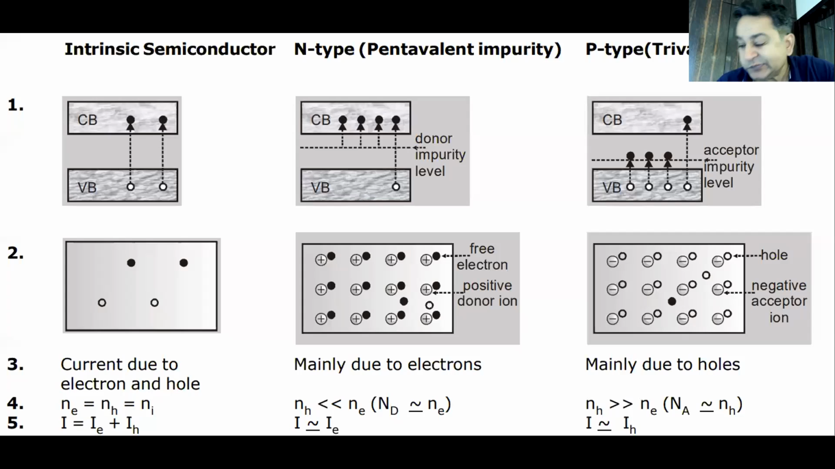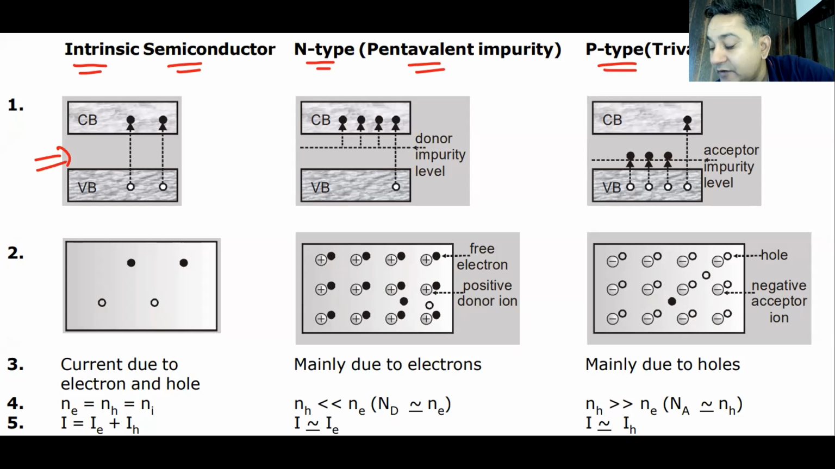All the three means the first is intrinsic semiconductor. Do we understand what is intrinsic semiconductor? Pure semiconductor. Then we have N type, the pentavalent, and then we have P type, the trivalent, acceptor.